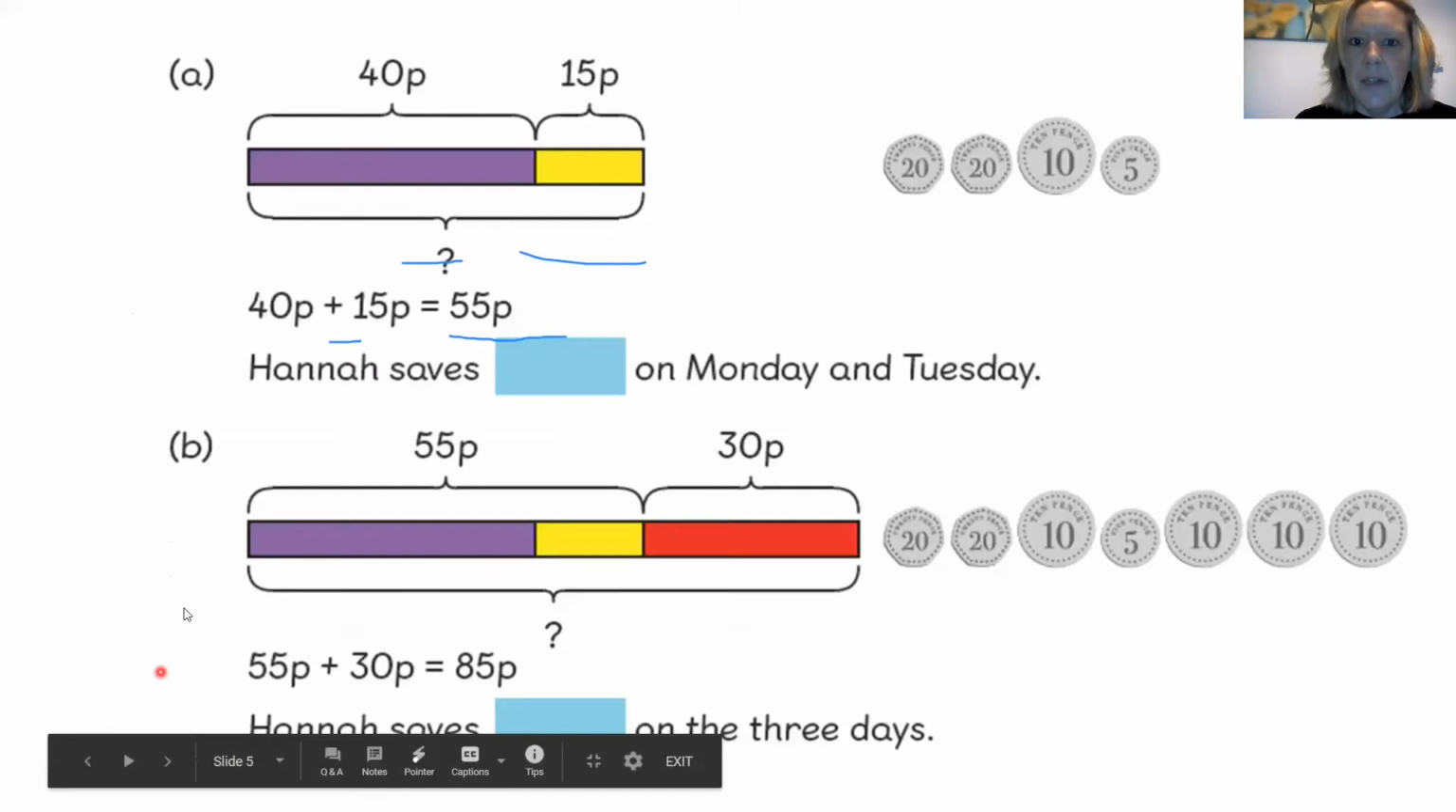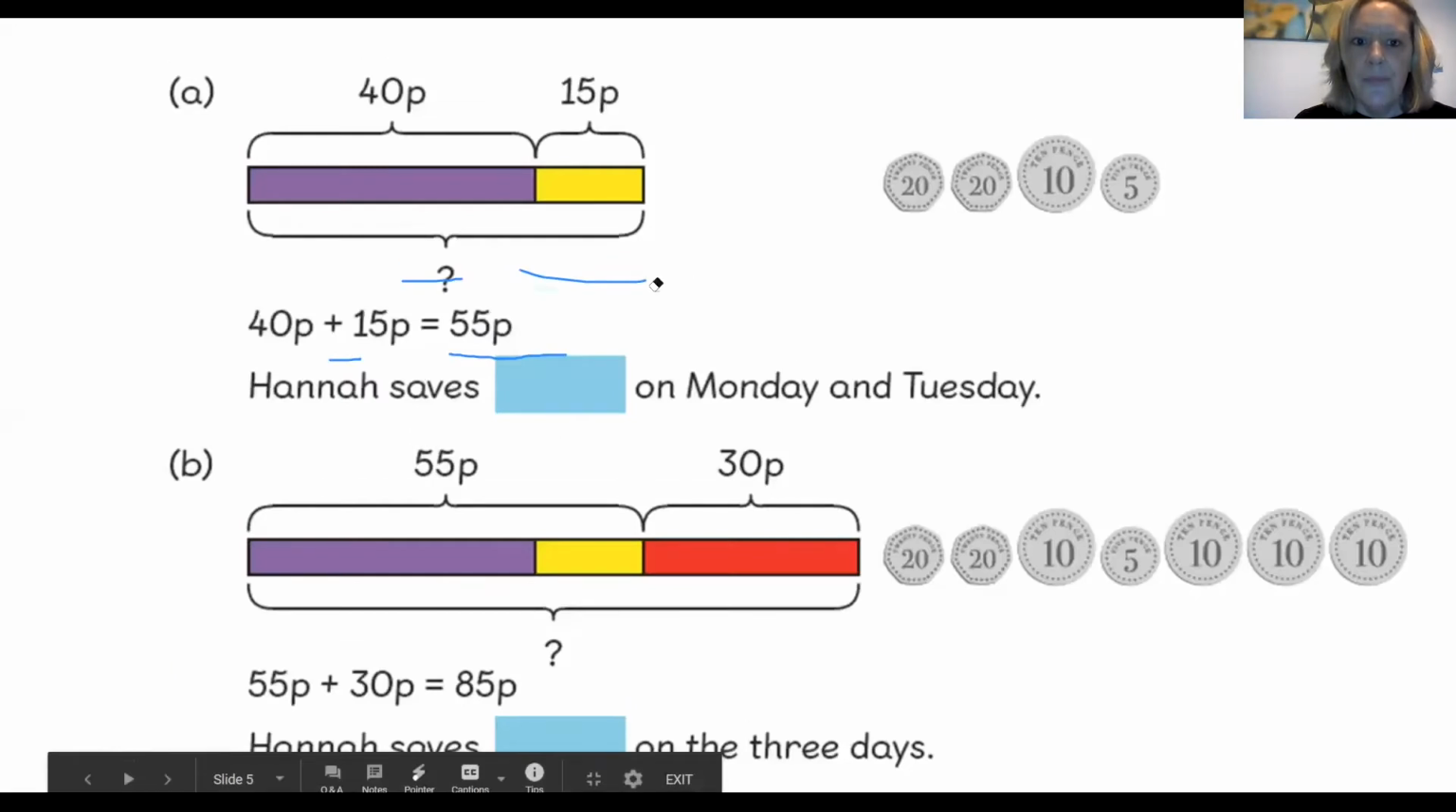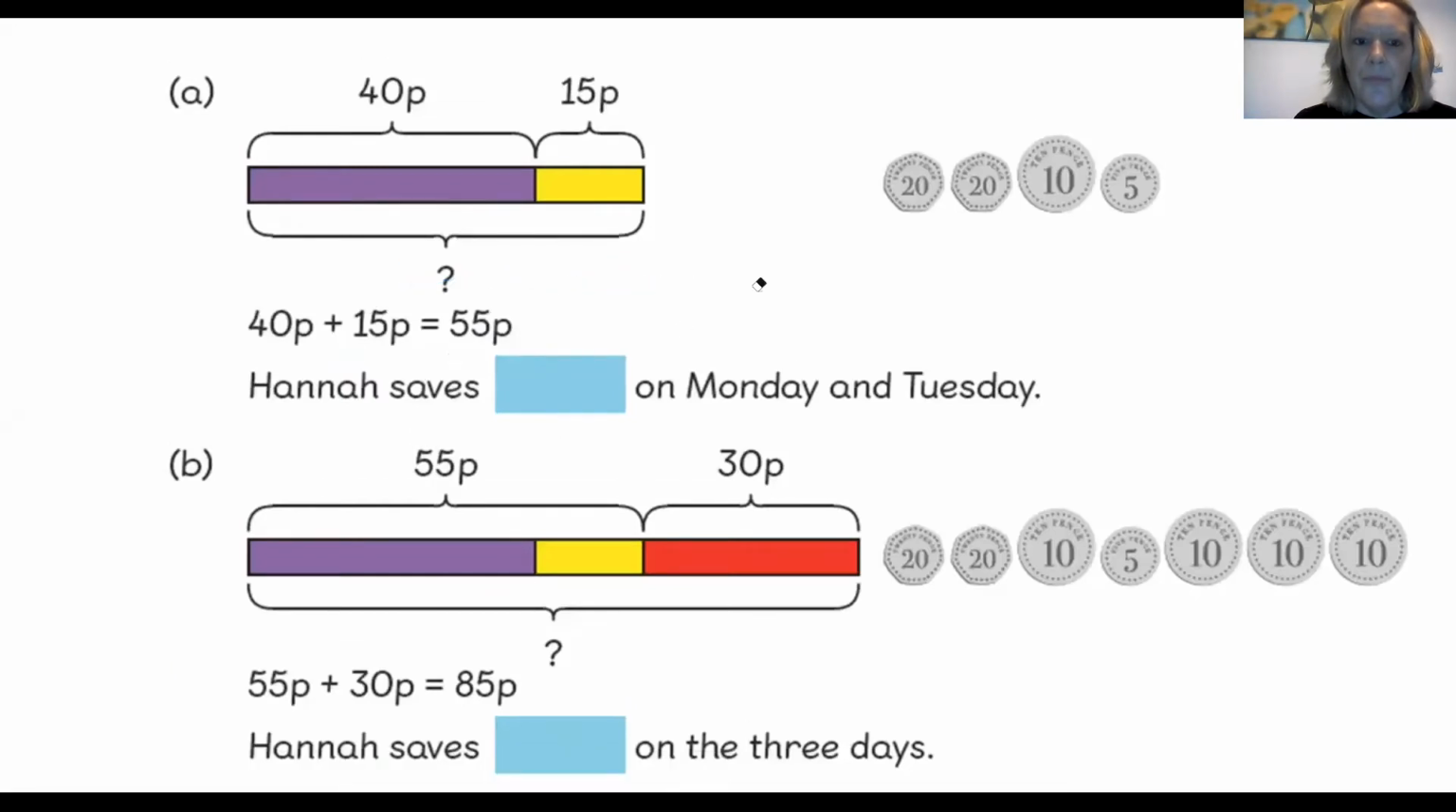Okay, let me just get rid of those lines for you here. Okay, so again, in my bar model, this is the 40p, this was from Monday, and this is from Tuesday. So we add these together, 40 add 15 equals 55p. So on Monday and Tuesday, she saves 55p.